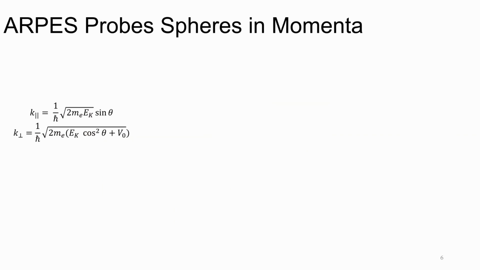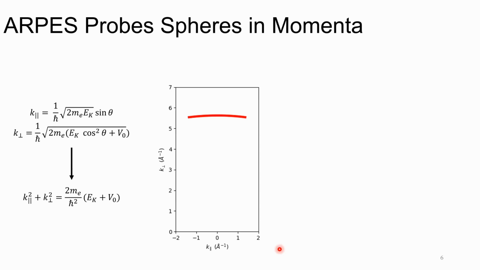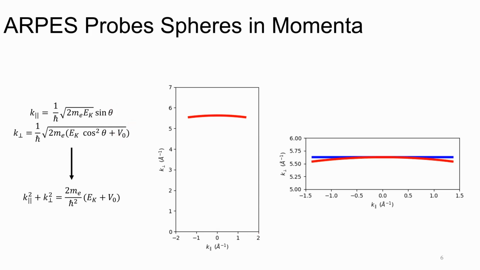Okay, so ARPES probes spheres in momenta. A lot of times we'll talk about a planar cut in ARPES, or we'll overlay our data from DFT as if it's on a plane. But in reality, it's probing a sphere in the initial momentum space. So if you take the parallel and perpendicular momenta, square them and add them together, you get some constant. This is the radius of the sphere that you're probing. It's a somewhat complicated parameterization of the sphere because of the inner potential, but it is still a sphere.